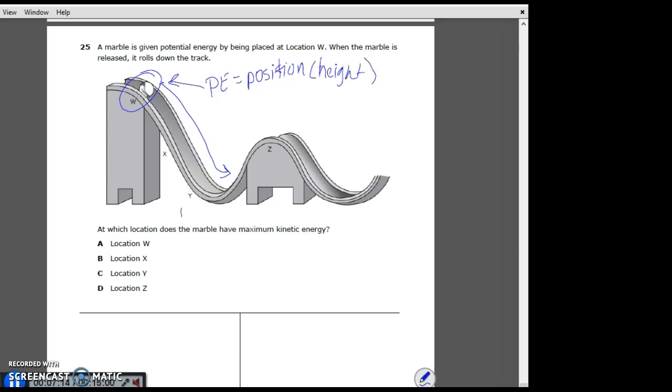Kinetic energy, on the other hand, is due to speed or motion. So if we look at this, if you've ever ridden on a roller coaster, you know the fastest that you are ever going on the entire roller coaster is right at the bottom of the highest hill, which in this case is going to be X. After that, you're going to slow down up to Z. You might speed up again over here at this section, but it's never going to be as fast as it was right here. So location Y is going to be where you have your highest kinetic energy.